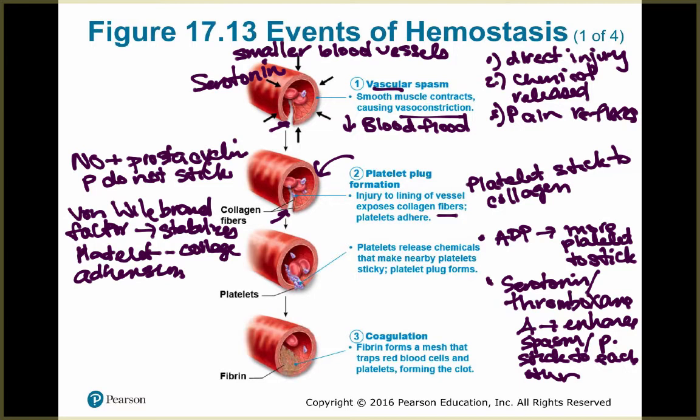And so this all works by positive feedback. As more platelets stick, they release more chemicals, which causes more platelets to stick, which causes more chemicals to be released, and so on.